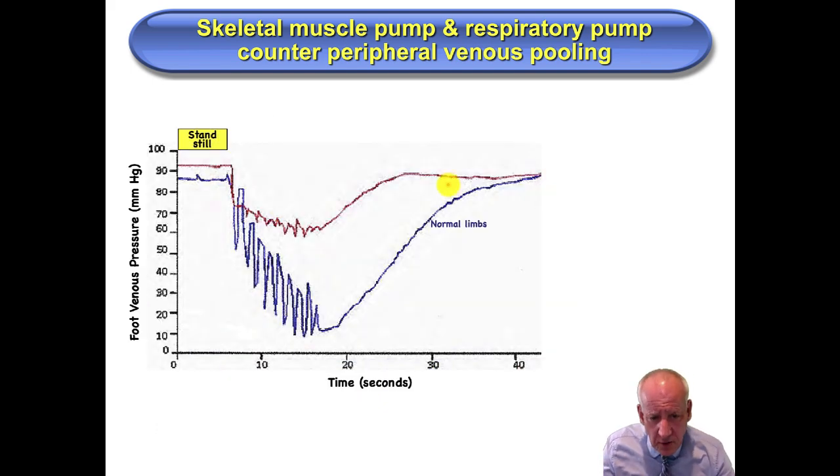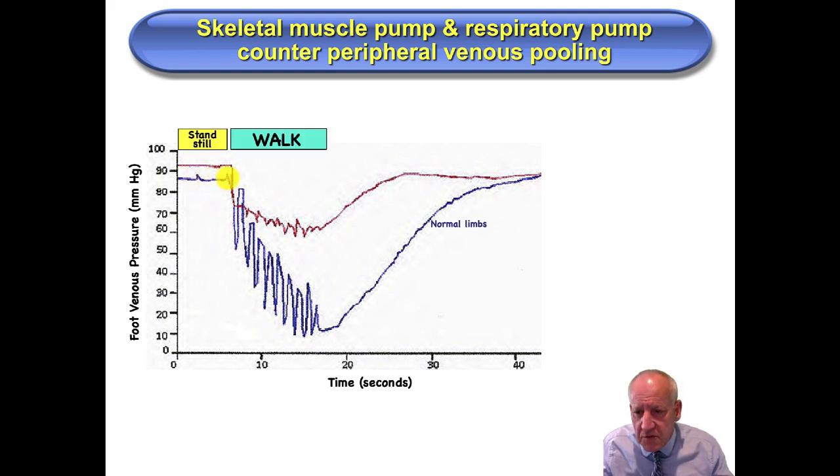Let's perform a little experiment. We have a normal subject, and we're measuring the foot venous pressure with a catheter in blue here as a function of time. And we record a pressure of about 85 when our subject is standing still. We then ask the subject to begin walking. As our subject walks, skeletal muscles in his legs are squeezing down on the large veins, and that is milking the peripheral venous blood back to the thoracic compartment. And notice that it happens in oscillations, which represent each time he contracts his leg muscles.